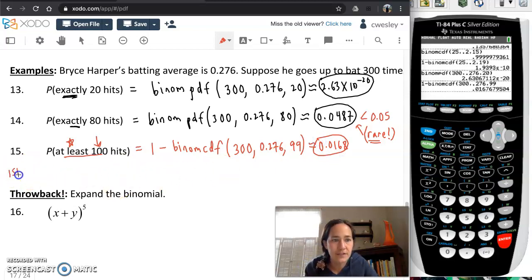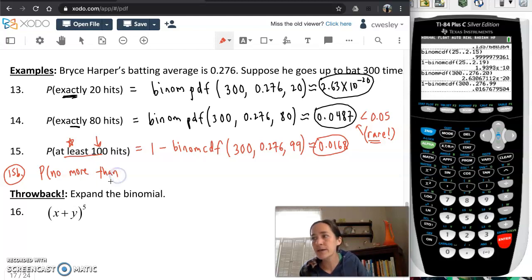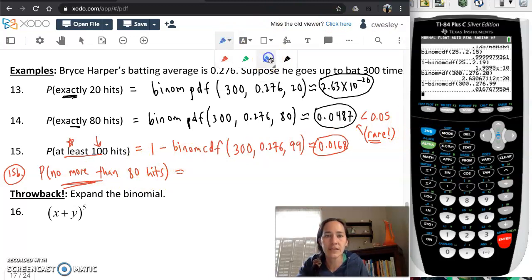Can you add a 15B here? Last but not least, what if you see a no more than? So we'll say no more than, and we'll pick a number, let's say no more than 80 hits. Because both of these cases have like an at least, a no more than, you're adding up certain possibilities, a CDF is going to be useful here. And this is just like an at most. A plain CDF would do if you think about the cases that you care about here.